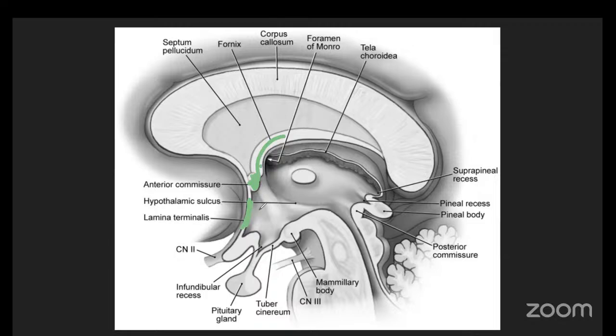I want you to imagine that we flip this image, because when we are doing the subfrontal approach, how is this going to look like? This is all going to be flipped. So if you are going to find lamina terminalis, where are you going to find it? Below the optic chiasm or above the optic chiasm? Above the optic chiasm. Above the optic chiasm.